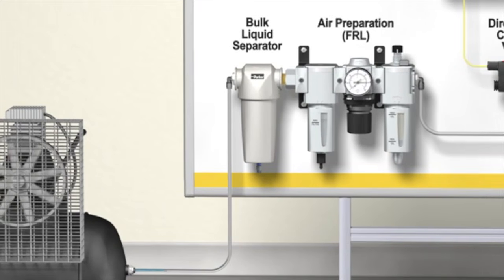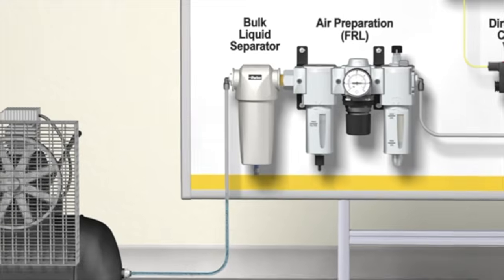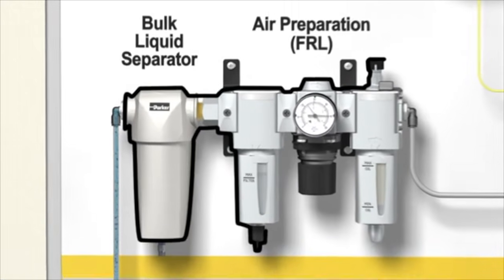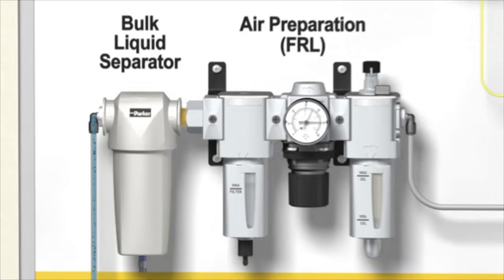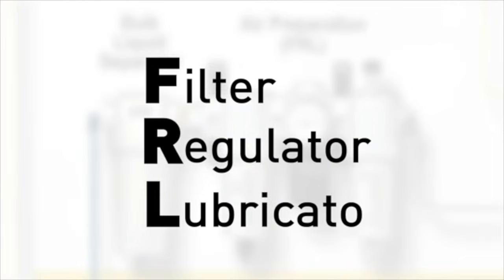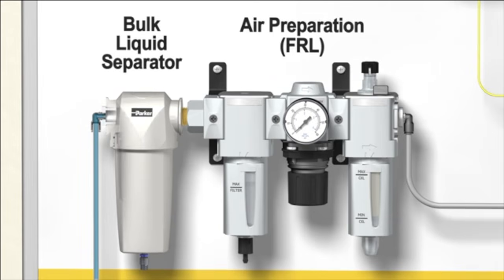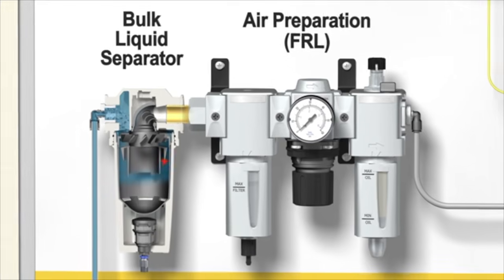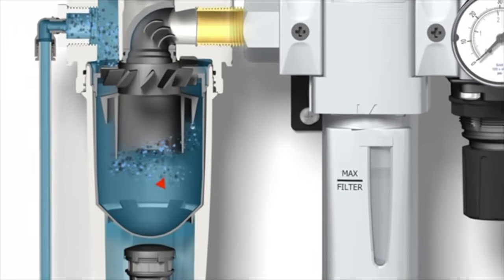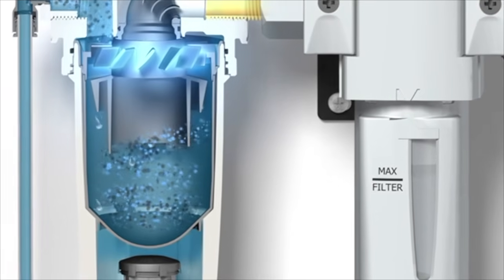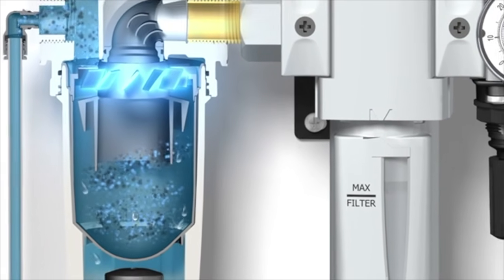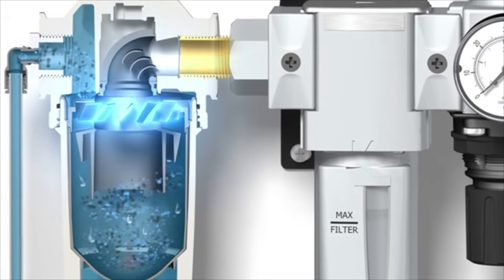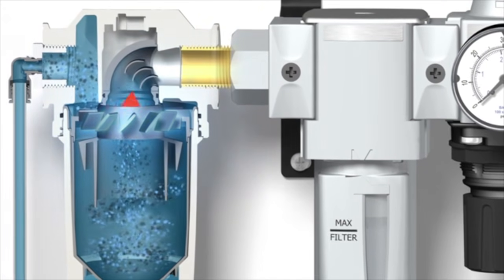The compressed air will travel through a tube or line to the next component, called an air preparation unit, or FRL. FRL is short for filter, regulator, and lubricator, which are common pieces that make up the air preparation unit. Typically, the first unit in the air preparation system is what is called a bulk liquid separator, which circulates or spins the air using specially shaped vanes. The rapid circulation of the pressurized air sheds unwanted moisture due to centrifugal force.